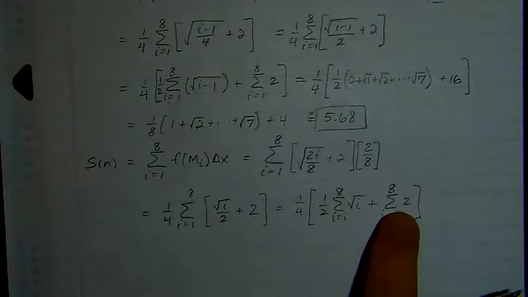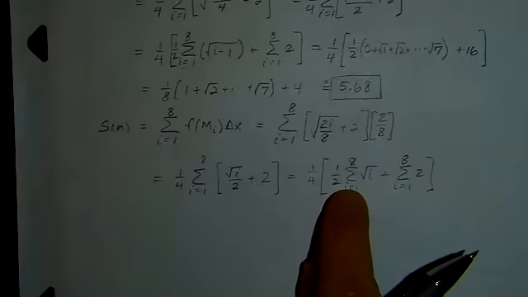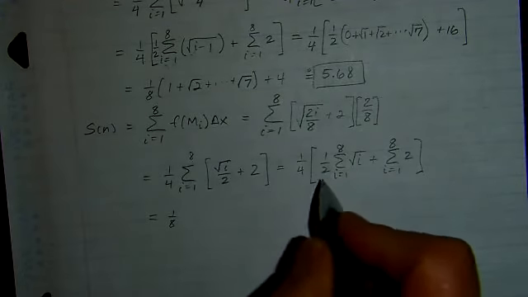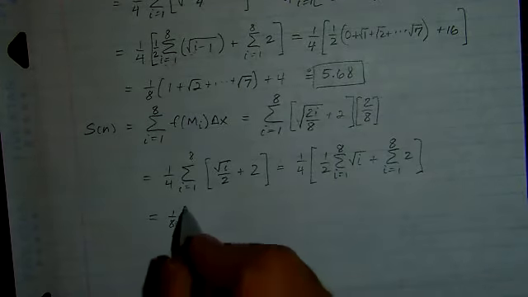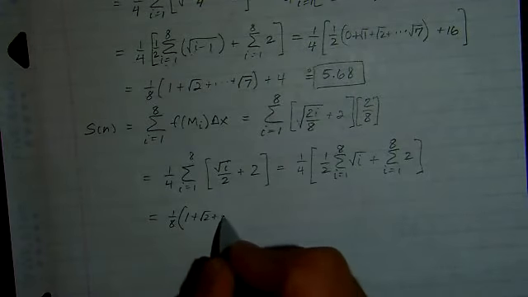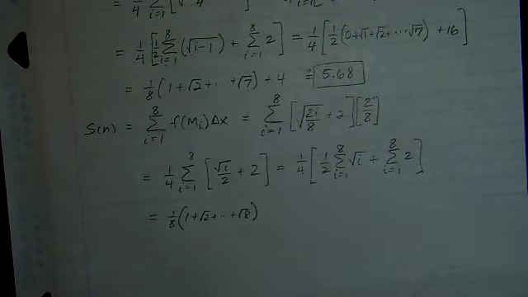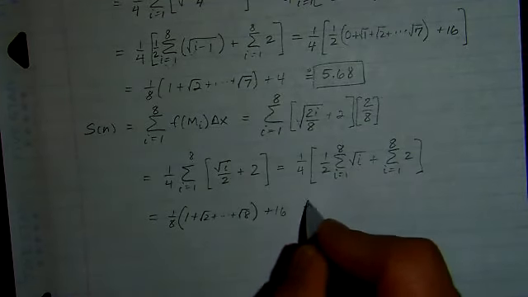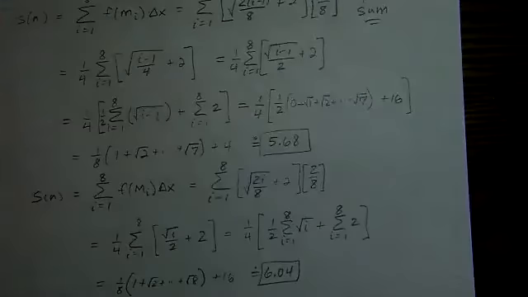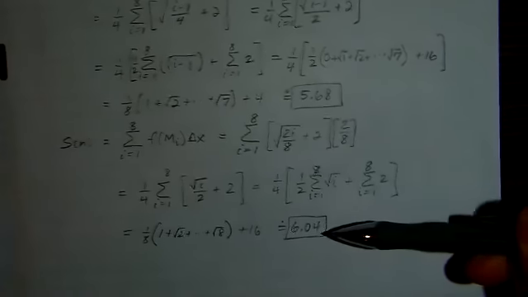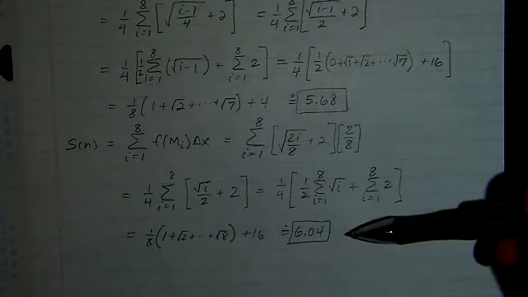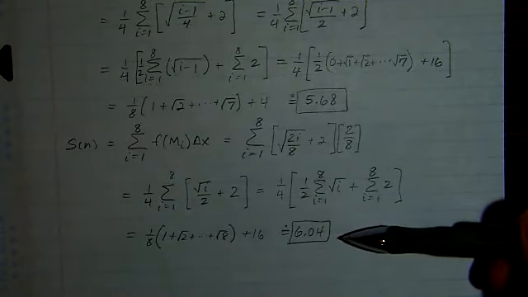Okay, here's 16 again. And now it's just going to be 1 over 8 times, so that's distributing here, times the sum of the square roots from 1 to 8. So it's 1 plus square root of 2 plus square root of 8 plus 16, which is approximately 6.04. Okay, so we have a lower sum estimate of 5.68, an upper sum estimate of 6.04. The actual area is somewhere between these two numbers, between 5.68 and 6.04.